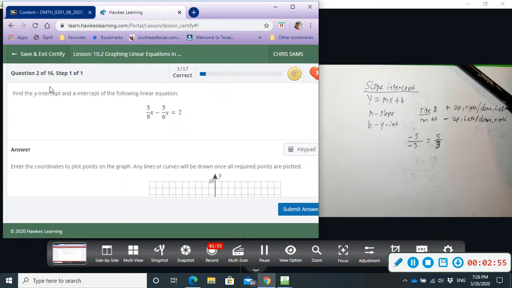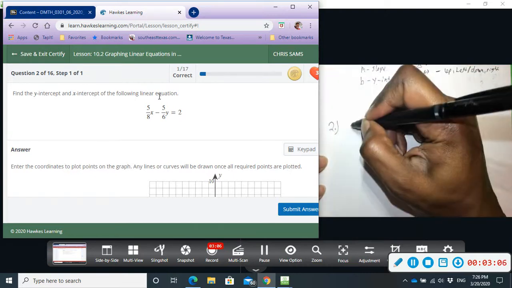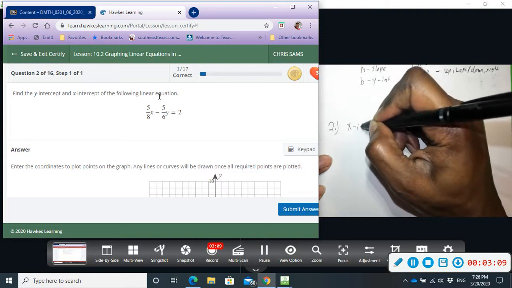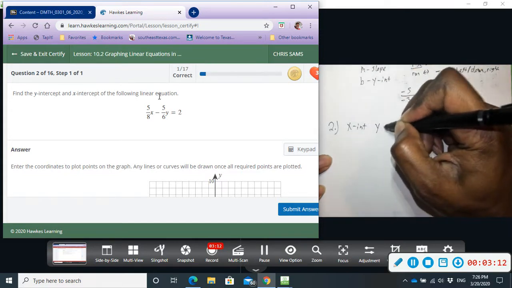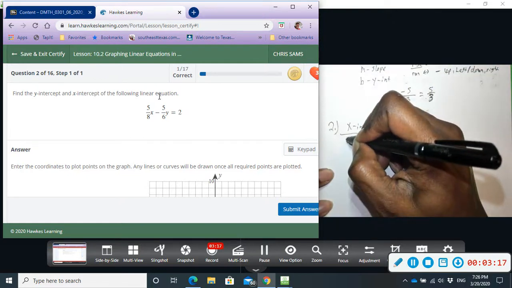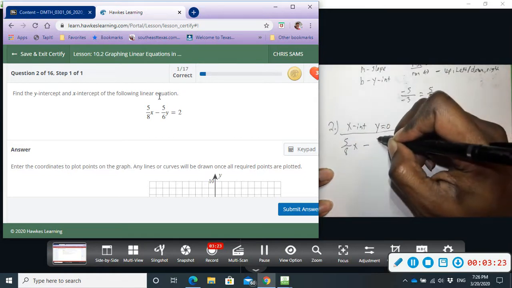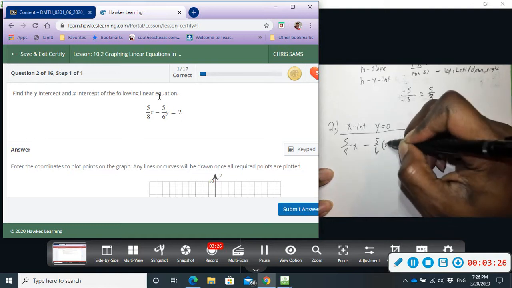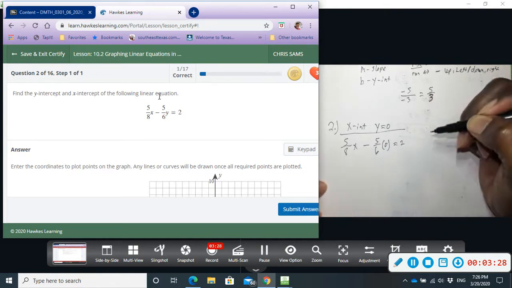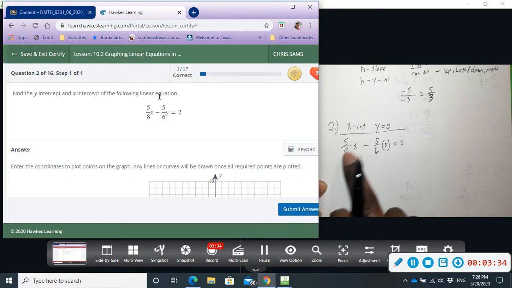Alright, number 2, we want to find the y-intercept and the x-intercept of the equation. Okay, so let's do that. So number 2, we're going to find the x-intercept first, which the fact that we need to know is that y equals 0. Okay, so I'm going to take this 5 over 8x minus 5 over 6 times y, which is going to be a 0, equals 2. This term pretty much goes away because 0 times anything is 0. So I'm left with 5 over 8x equals 2.